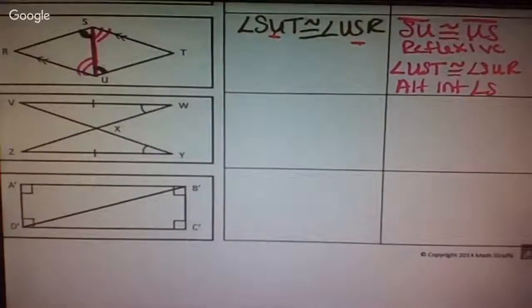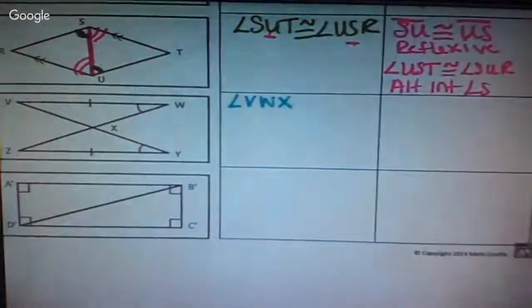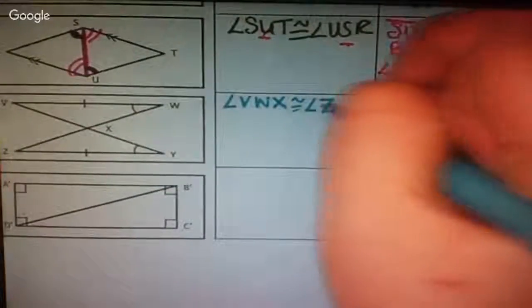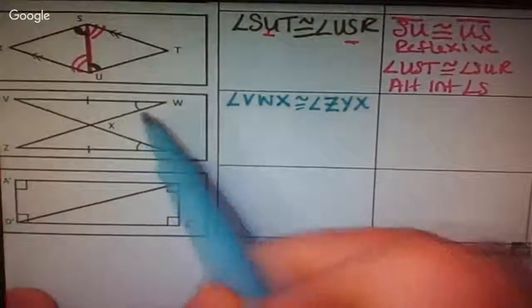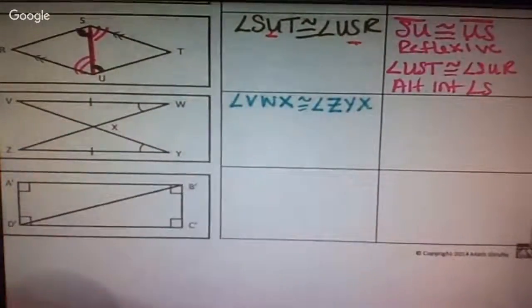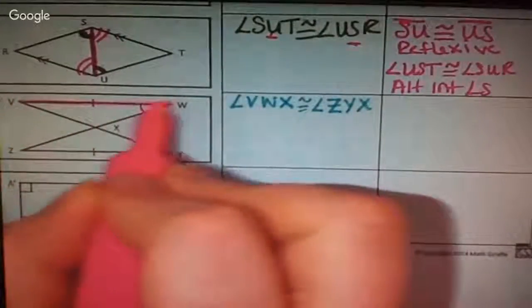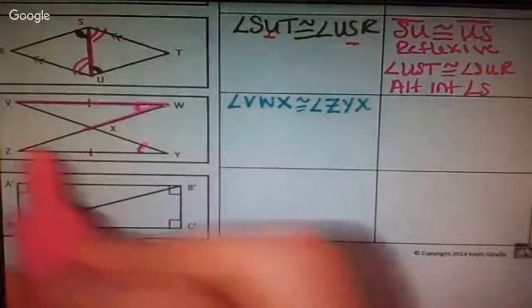What do we know? Angle VWX is congruent to angle VYX, good, and it's congruent to angle ZYX. How do you know off the bat that they're congruent? Because they're marked. If you look, VWX is this angle right here. This angle and this angle have the same marking, which means that they're congruent.